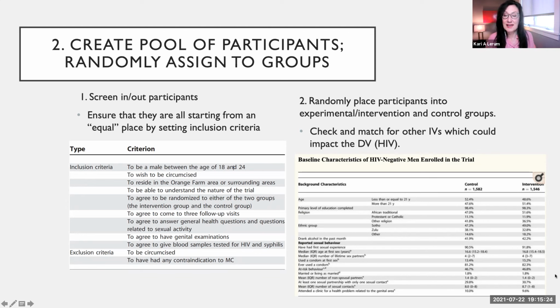So things such as age, education level, religion, ethnicity, alcohol consumption, those all can also impact the dependent variable of HIV. So they had to make sure that those were equally distributed across both the control and intervention group. And indeed they are. Statistically, there are insignificant differences between both groups. Okay, so now we've got two groups, they're the same.